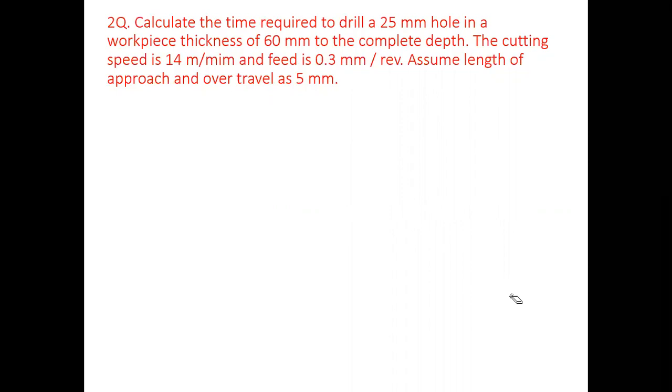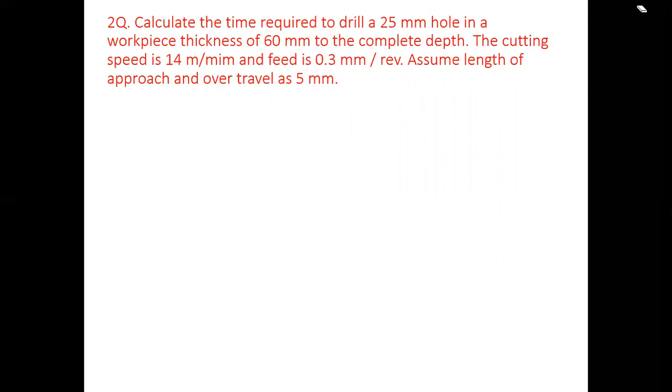The cutting speed is 14 meters per minute. So cutting speed is given. It's not mm, it's min; it's a typing mistake. And the feed rate is given as 0.3 mm per revolution. There is one more thing given in the question: assume the length of approach and over travel is 5 mm.